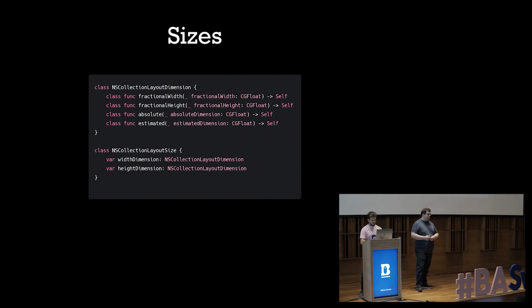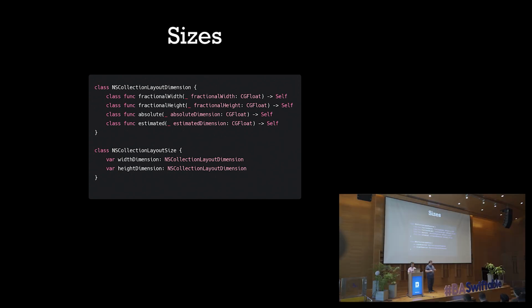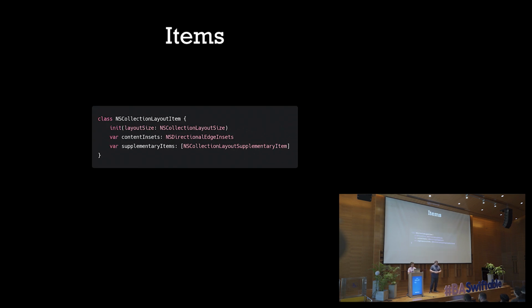Let's see what's the API for those elements. But before that, let's talk about sizes. There is this new class, NSCollectionLayoutSize. It's like a CGSize, but with superpowers. Instead of giving the width and height directly, we use this NSCollectionLayoutDimension. And this is what we can use to create fractions of the parent of an element, for example, or give absolute values or estimated values.